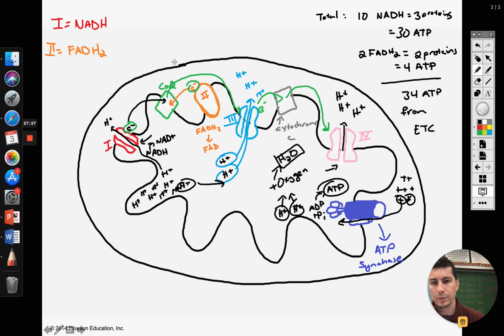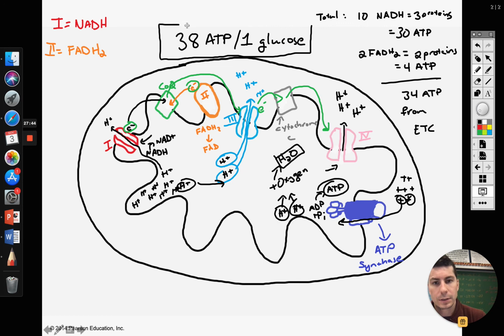Add that to our 2 from glycolysis and our 2 from the Krebs cycle, and we get a total of 38 ATPs per 1 glucose. And that is our goal of cellular respiration. Okay, so for every molecule of glucose, we're able to go through glycolysis, the Krebs cycle, and the electron transport chain to get 38 ATPs.